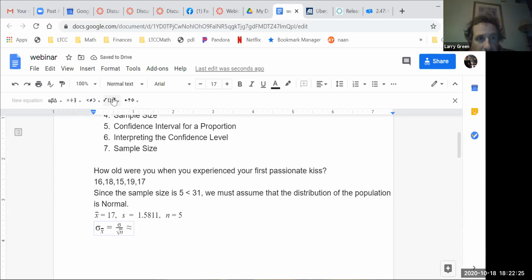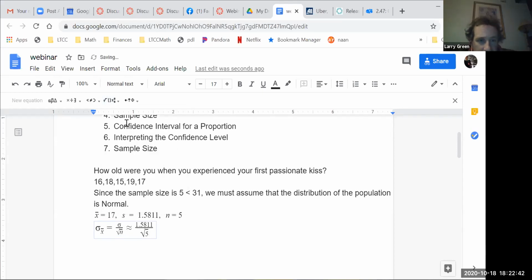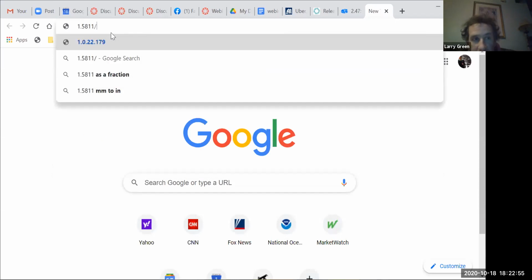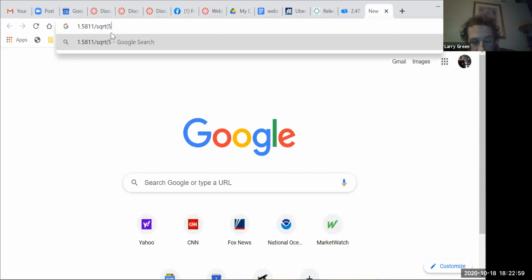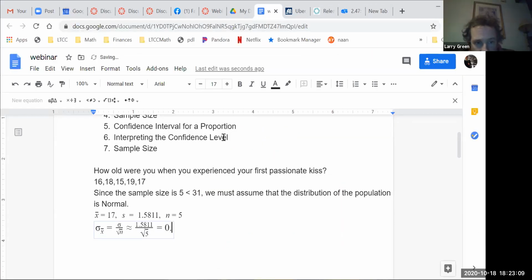But what we can say is it's probably approximately equal to s over root n. And s is 1.5811, and n is 5. Any questions on that idea? Okay, 1.5811. Let's just pop it in, divided by the square root of 5. And you get 0.707 about. Any questions on that?